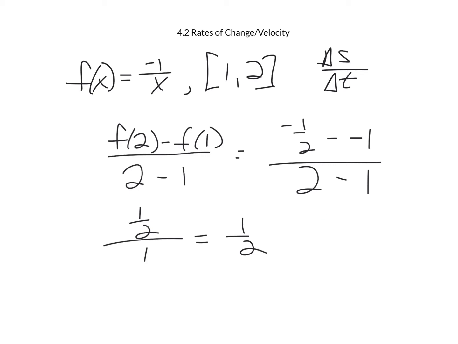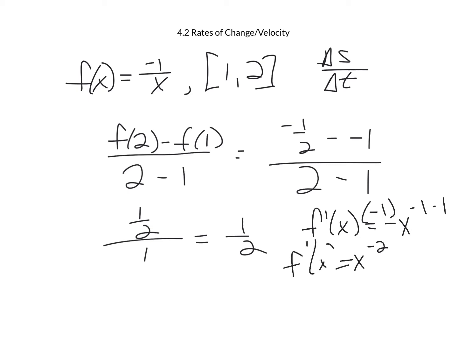So the derivative of f of x would be equal to, since it's just like saying negative x to the negative first, we need to subtract 1, then multiply the front by negative 1, because that was your original exponent. So negative 1 times negative 1 is 1, and then when we subtract the exponents, you get x to the negative second as your derivative. Another way to write that is 1/x squared.